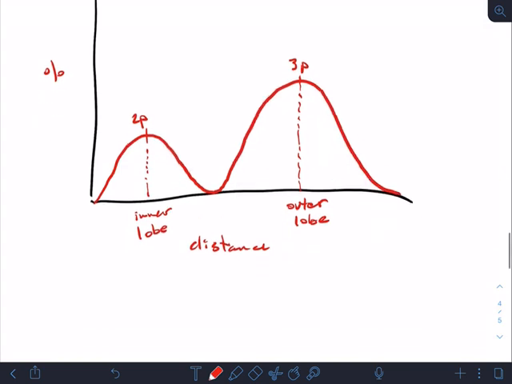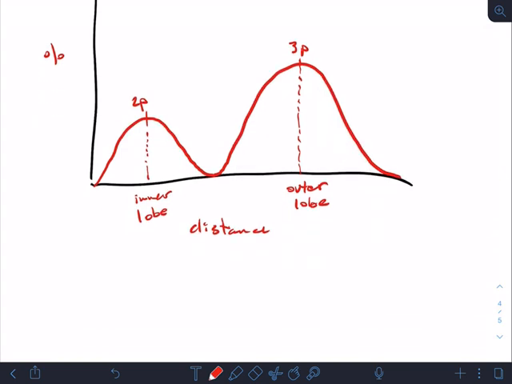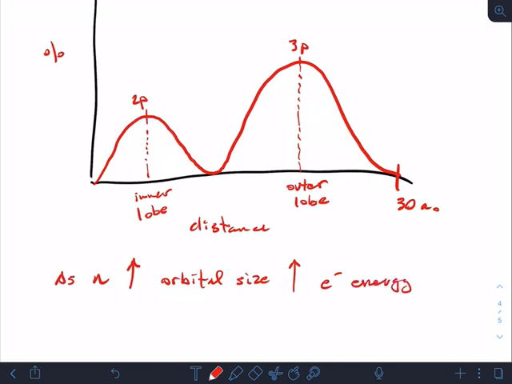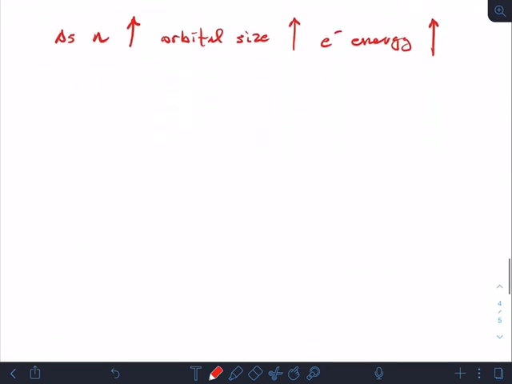Okay? So this would be my equivalent to my 2p, here's my 3p. Okay, because I've got them both there, right? And basically this is going to fade away at about 30 atomic radii, right? So my greatest area of finding an electron is going to be in that bigger, farther away from the nucleus 3p orbital. So the takeaway message here is that as the n value increases, the orbital size also increases, and my electron energy tends to increase. Okay? So a 2p is smaller than a 3p, a 4s is larger than a 2s. Okay, so the n value is a pretty good predictor of size.